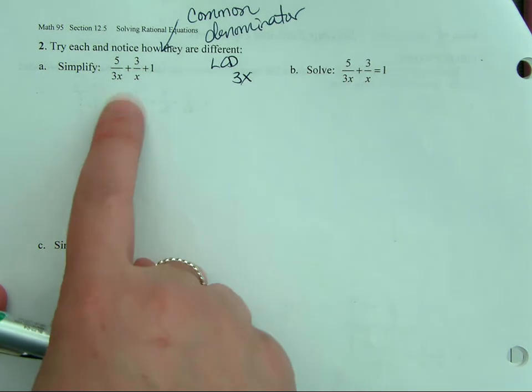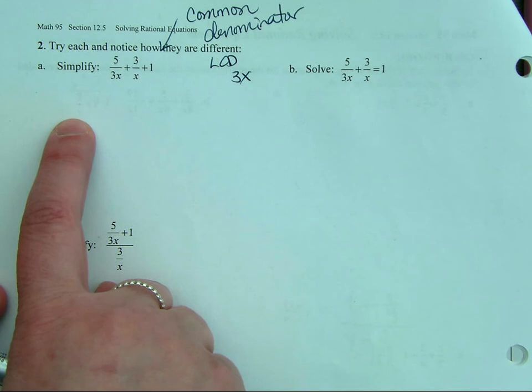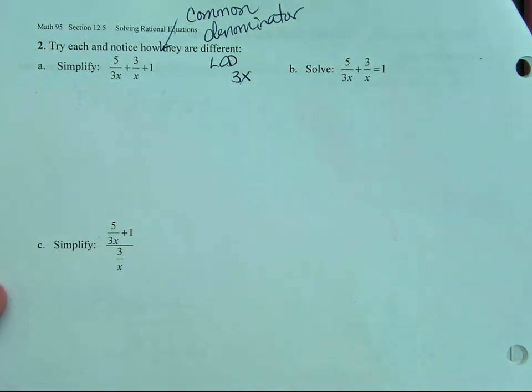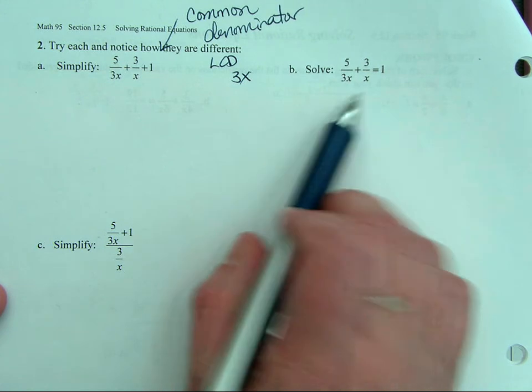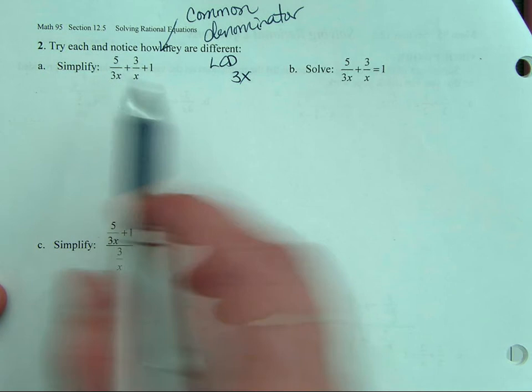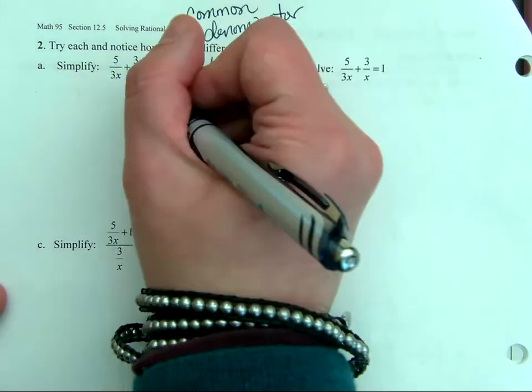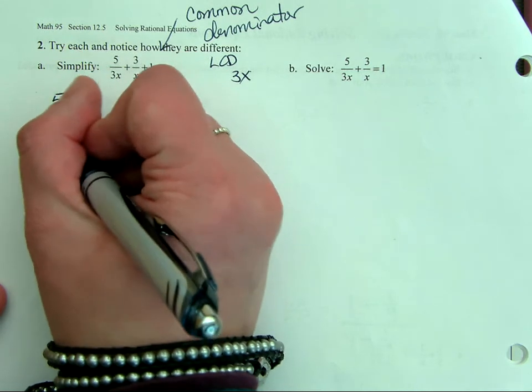Why can't I clear fractions? When we were solving, I could clear them. Why can't I clear them with an expression? It's because I can't do something to both sides, right? I can't eliminate the fractions, because with an equation, I can do the same thing to both sides and get rid of the fractions. But here I can't, because there's no both sides. Okay, so this one already has 3x, so I can leave that as 5 over 3x.